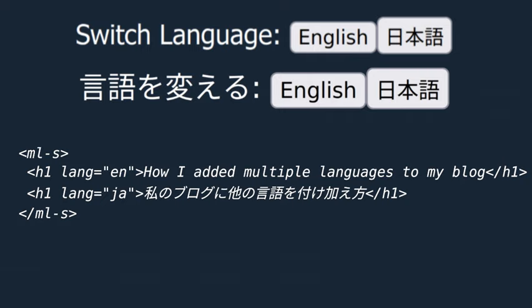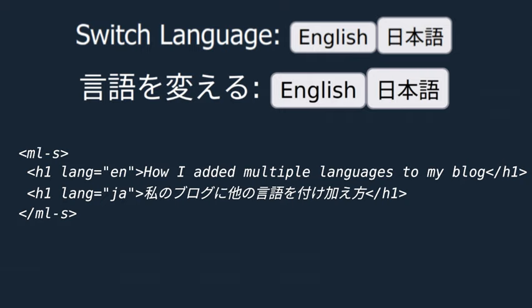For example, the HTML for this page's header is just an ml-s tag with the children: an h1 with the lang attribute en, which says how I added multiple languages to my blog, and then another h1 tag with the lang attribute equal to ja for Japanese, and inside of it says the Japanese, watashi no blogu ni hoka no gengo o tsukui something kata. I love this solution because it's super simple and effective for normal viewing.